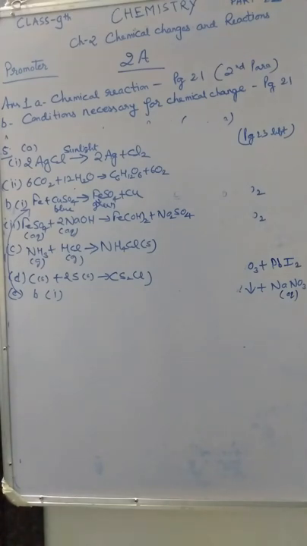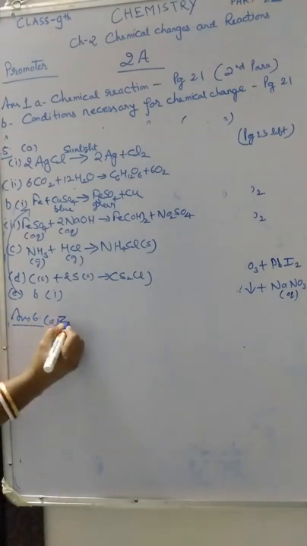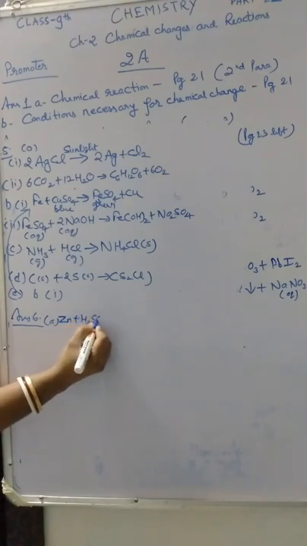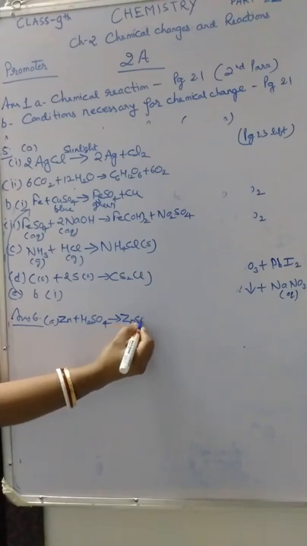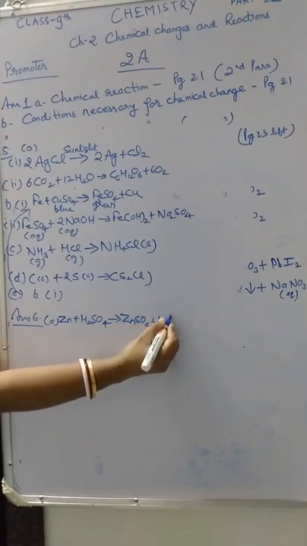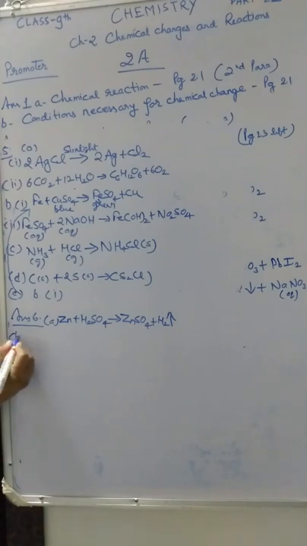Okay, now question number 6. Write the chemical reaction where the following changes are observed. The first one is gas is evolved. All the characteristics are being asked. So for gas evolved, you can give the example of zinc and sulfuric acid. You will get zinc sulfide and hydrogen gas. This is the first one.